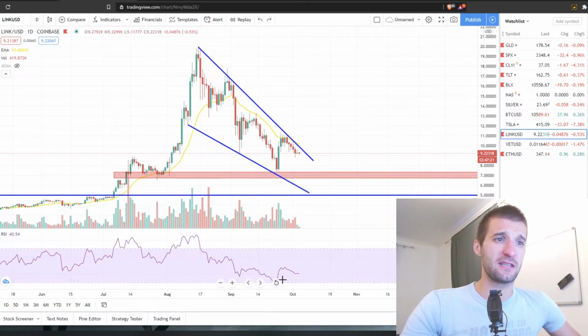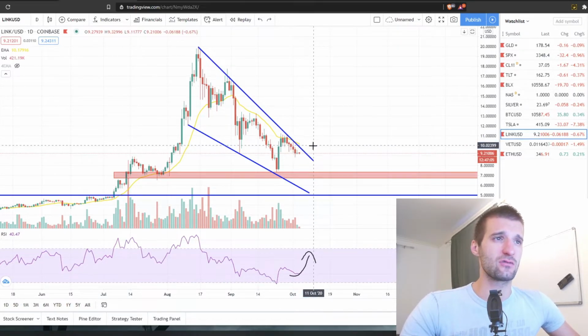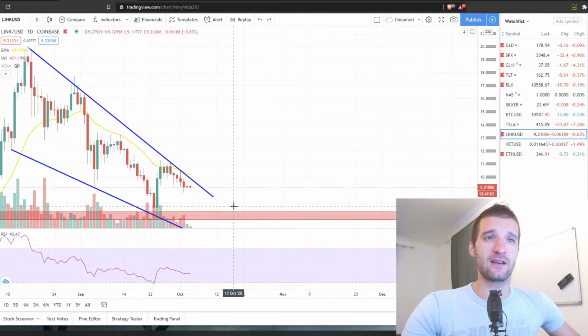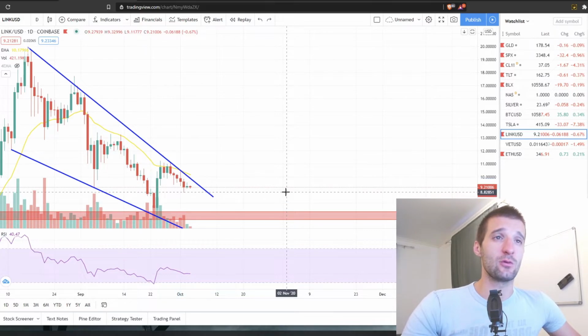Also, we need to mention that the RSI is pretty much oversold over here, and below the level of 50 we still don't have so much strength with the bulls. We need to see a shoot back in the price to the upside in order to also break this resistance. So make sure to observe Link, if you're an investor or trader, in the next 2 to 3 days. We need to see what is going to happen.